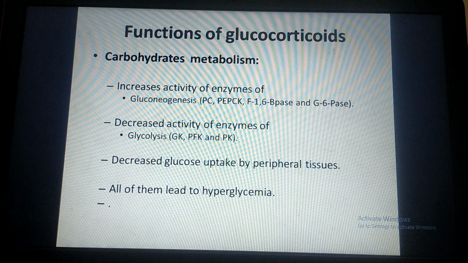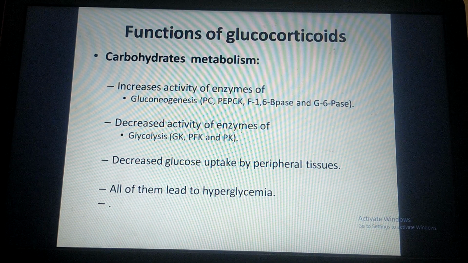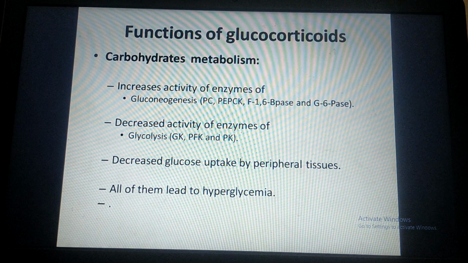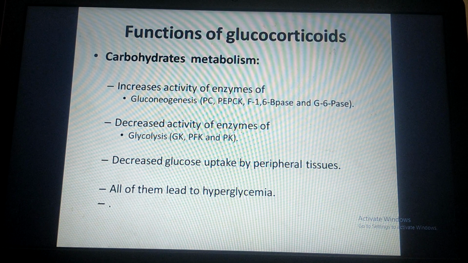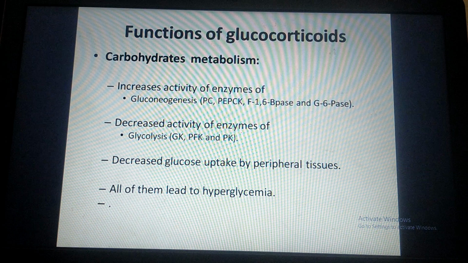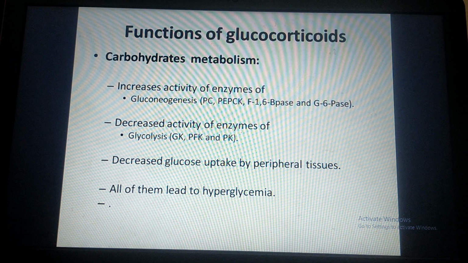Next activity is they decrease the process of glycolysis. All of you know glycolysis is the process which utilizes glucose, so it tries to decrease the blood glucose level. But the function of glucocorticoid is they try to increase the blood glucose level. Therefore, they inhibit the glycolytic pathway by inhibiting its enzyme. And the third mechanism is they decrease the glucose uptake by the peripheral tissues, which also helps in increasing the glucose level. So glucocorticoids are hyperglycemic hormones.